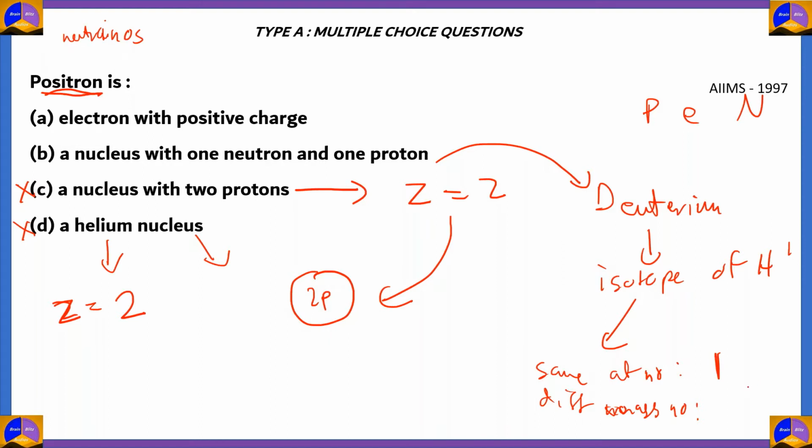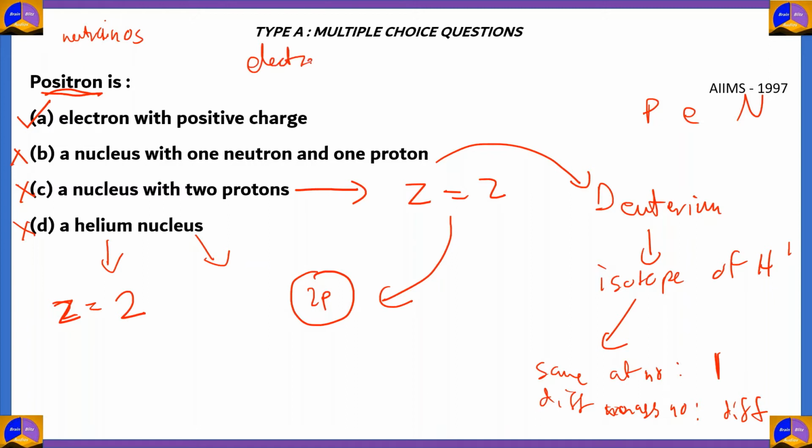However, the mass number is different because hydrogen does not have a neutron, but deuterium, the isotope of hydrogen, has a neutron. So the mass number is different. But that does not mean that this is a positron. One nucleus with 1 neutron and 1 proton would refer to deuterium and not a positron. So option B is incorrect. The right answer is option A, electron with positive charge.